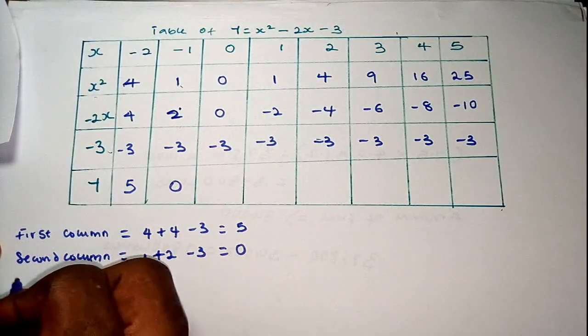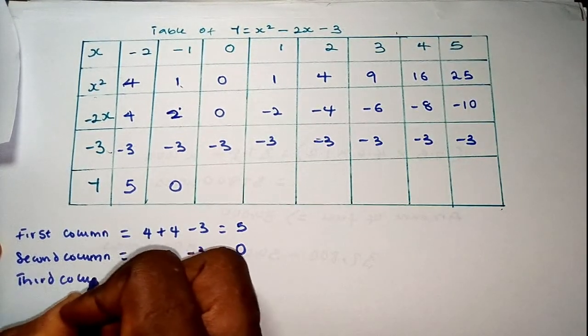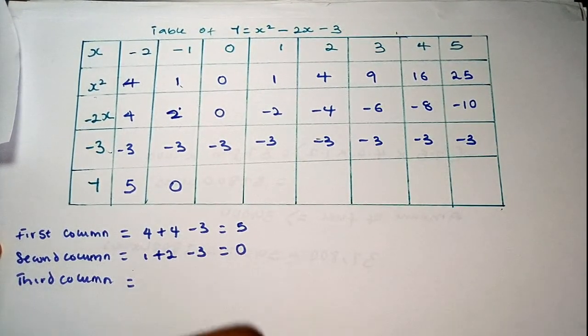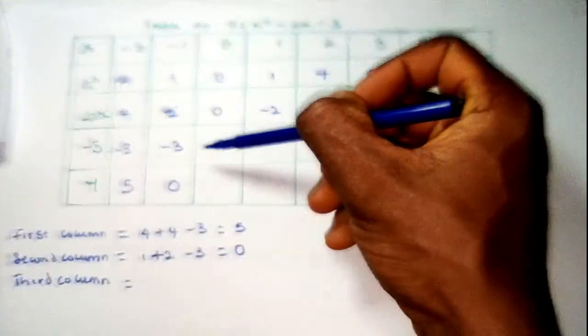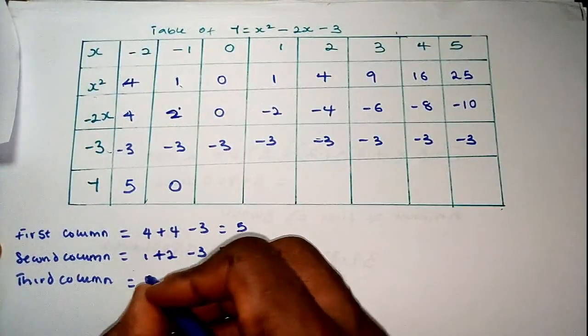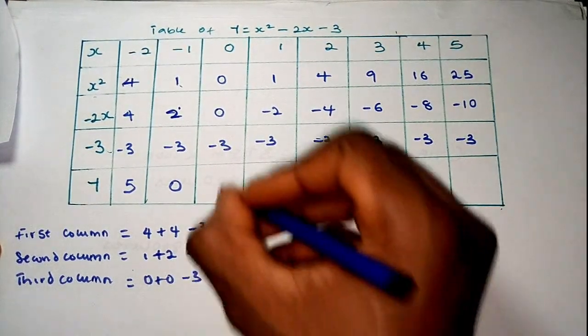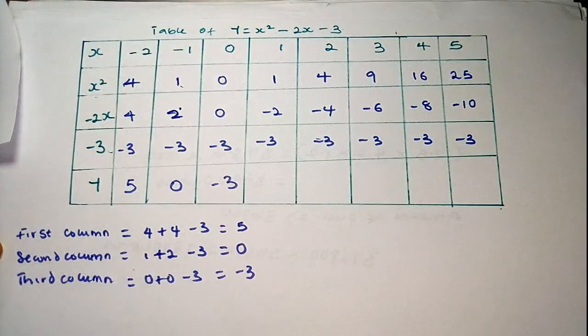3 minus 3 is 0. Then the third column, this is the third column here. Now this is 0 plus 0 minus 3. Obviously this is minus 3.